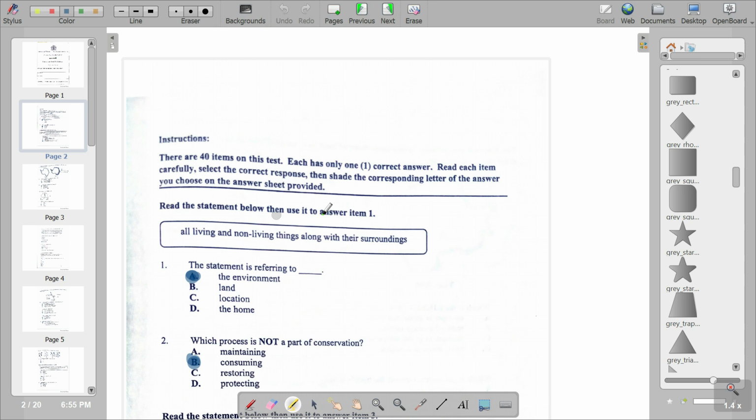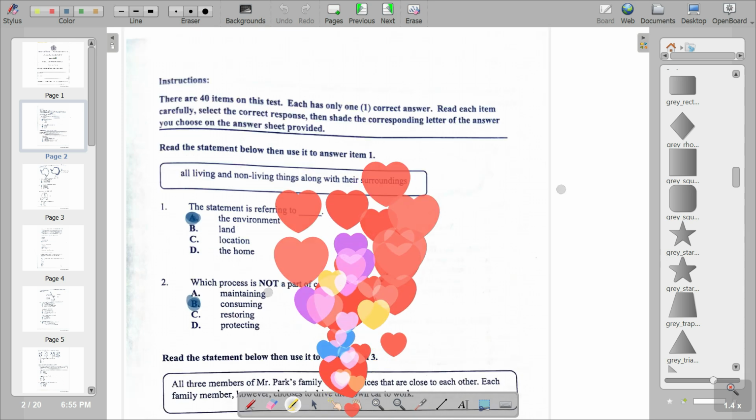Read the statements below, then use it to answer item 1. It says all living and non-living things along with their surroundings. So I know that, and that's the environment. Environment is made up of living, non-living things, and also their habitat. So I chose the end. The statement is referring to the environment, not just the land, not just location, and not just a home. I think it is environment.